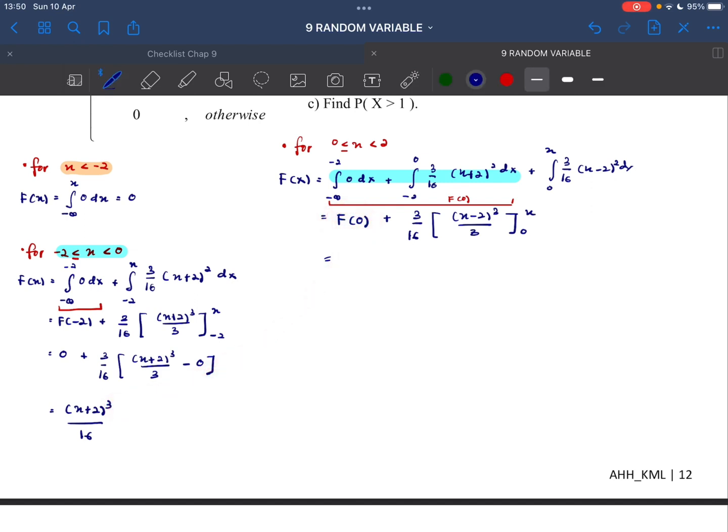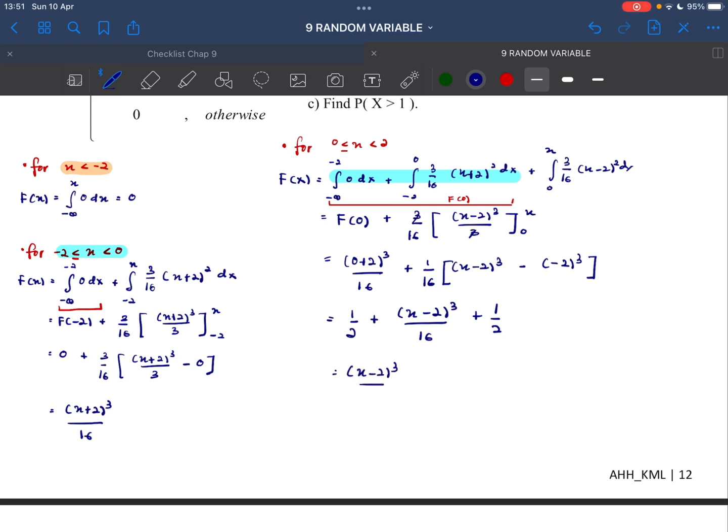What do we have here? Okay, so we have (x plus 2) cube over 16. So we substitute 0 here. (0 plus 2) cube over 16. So here we can cancel out 16. We cancel out 3. Substitute (x minus 2) cube. Substitute 0, we'll get minus (negative 2) cube. And finally, the answer is, here is 8/16, we have 1/2, plus (x minus 2) cube over 16. And the last one is 8/16, we'll have plus 1/2. And here we have (x minus 2) cube over 16 plus 1. And that will be our F2.